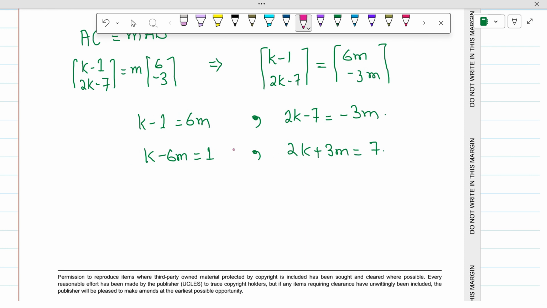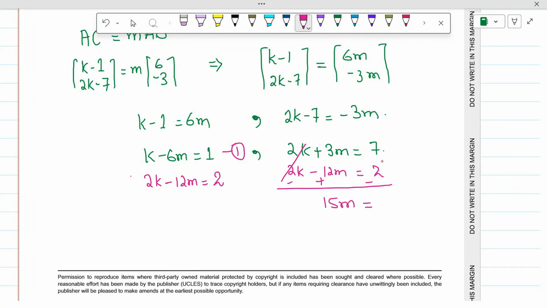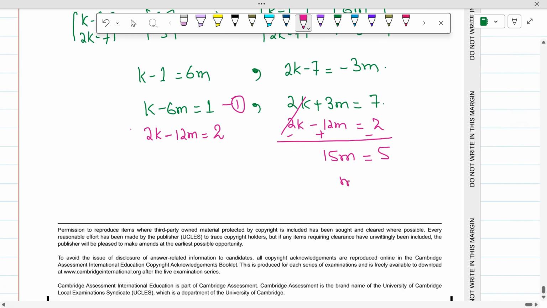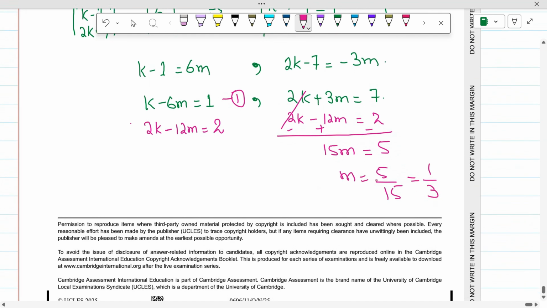If we multiply equation 1 by 2 and subtract it from equation 2, we will get the value of m. For example, 2 times equation 1 is 2k minus 12m equals 2. Subtracting, k will be cancelled out and we will have 15m equals 5. So m in this case is 5 over 15, which is equal to 1 over 3. So we have calculated the value of m.